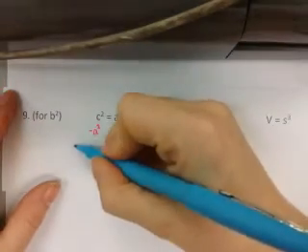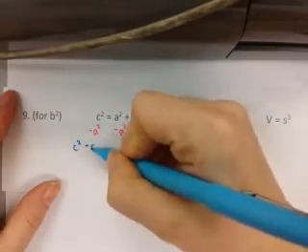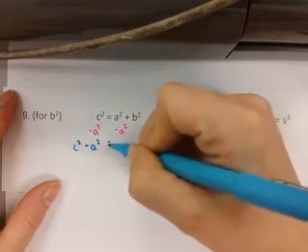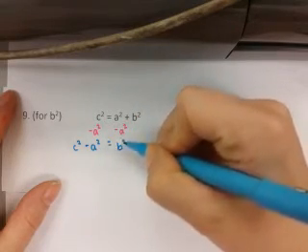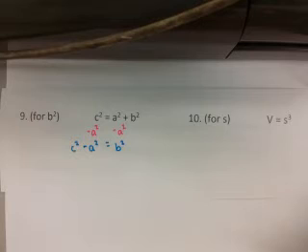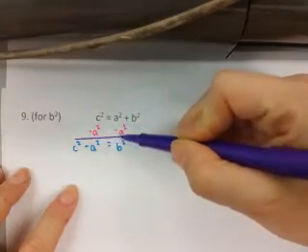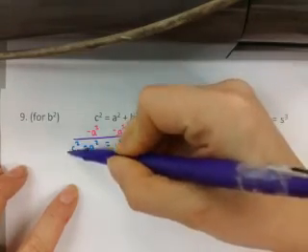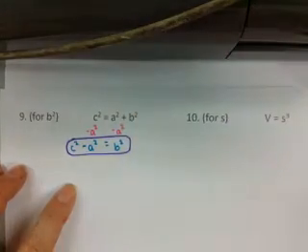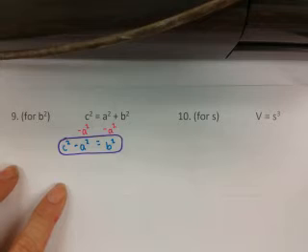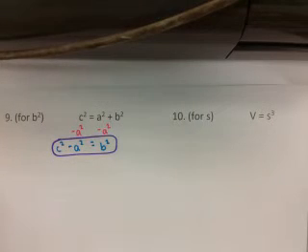So we have c squared minus a squared is equal to b squared. Do we have b squared by itself? We do. B squared is by itself now, so we're done. This is all we needed to do in this problem. That's it.